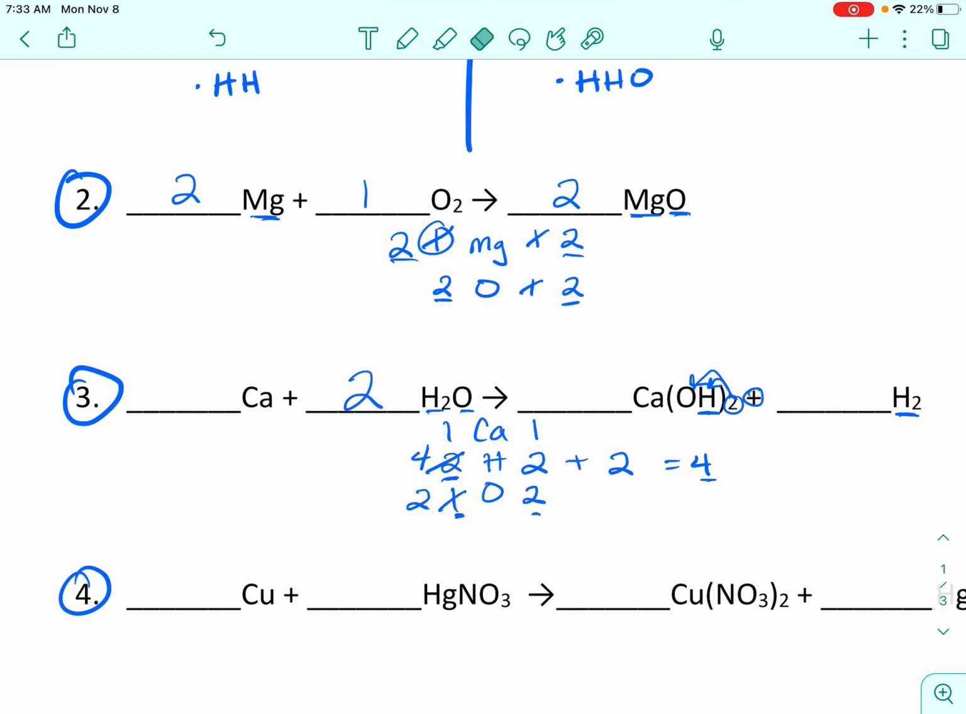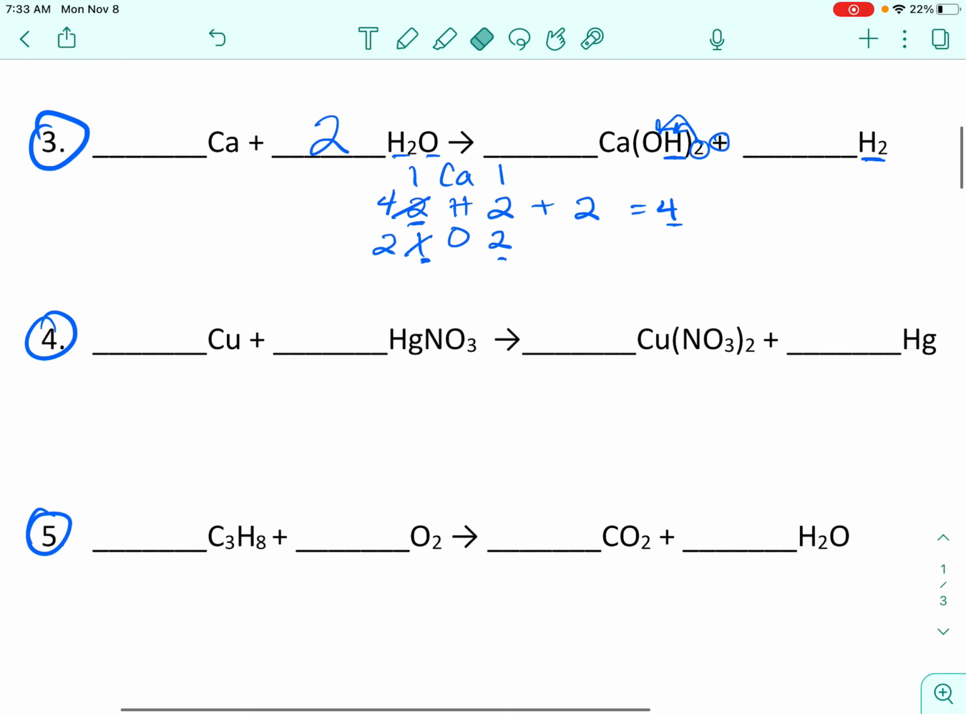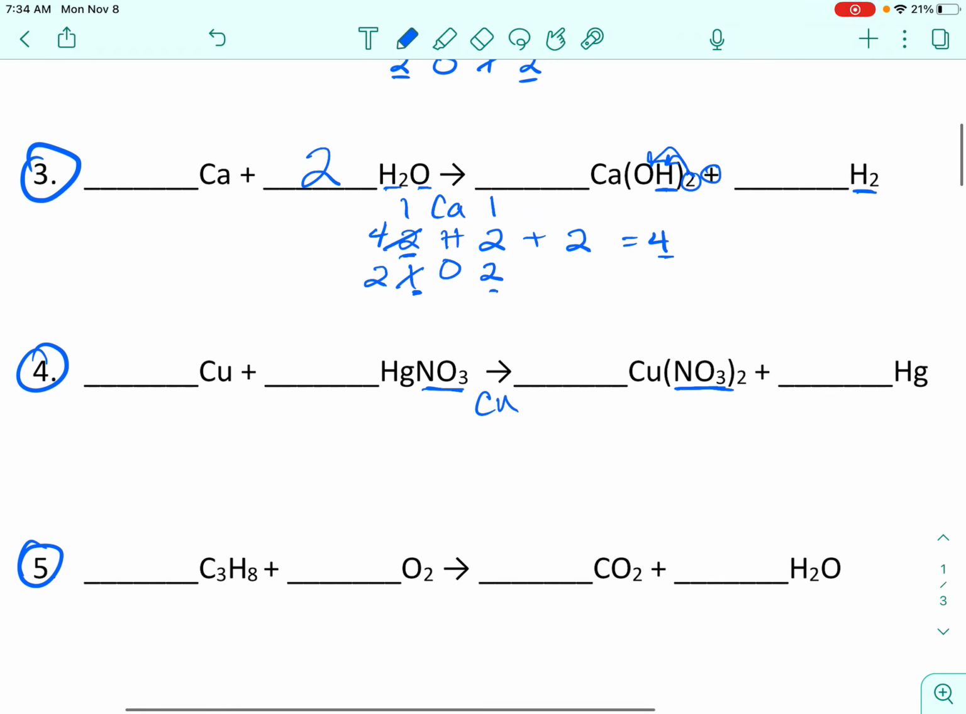All right, number 4. Let me go over a special trick on number 4. Number 4 has a polyatomic ion that is the same in both the reactants and the products. It stays together, it doesn't split apart. So for this one, when we list our elements underneath here, that's a Cu there. Okay, and then we're going to list mercury. And instead of listing nitrogen and oxygen separately, we're going to keep it together as nitrate, since it stays together.